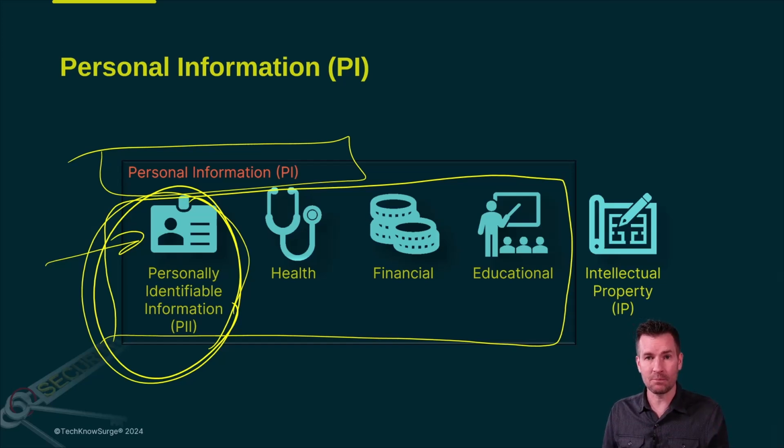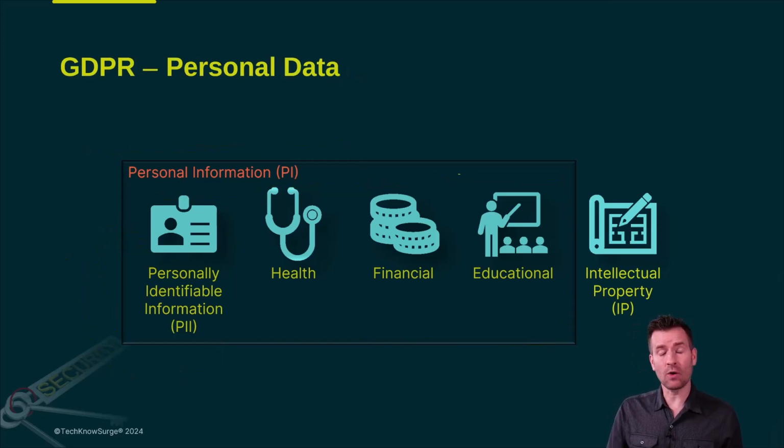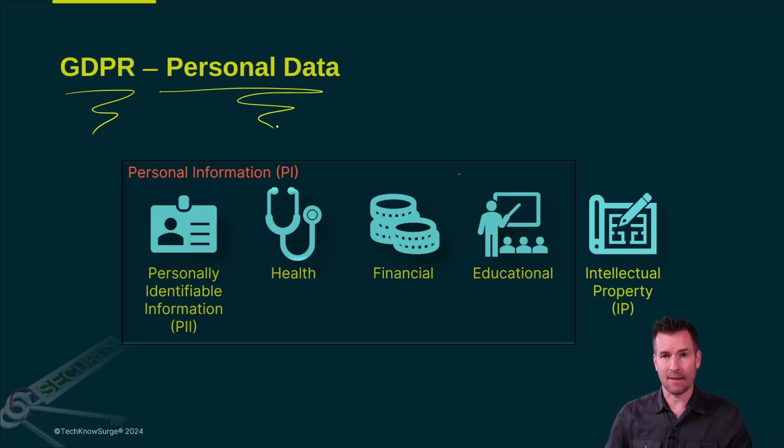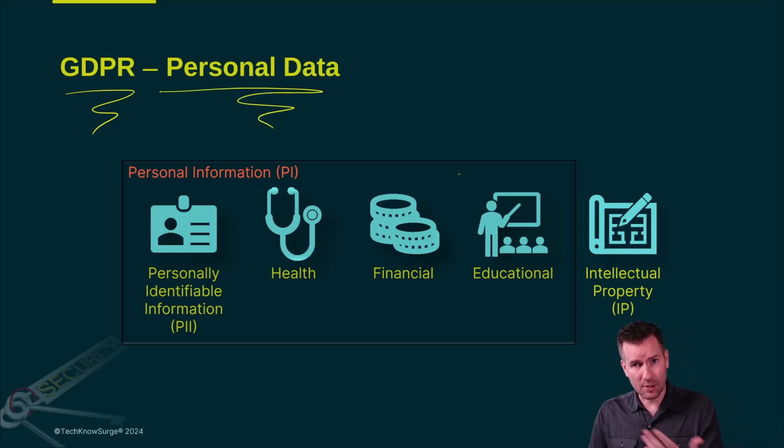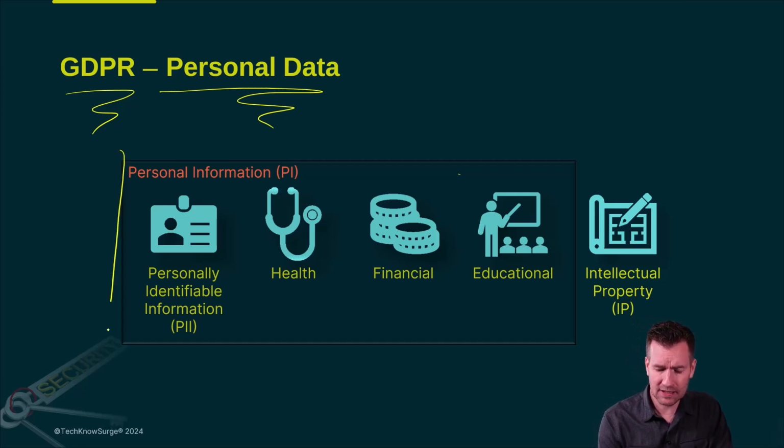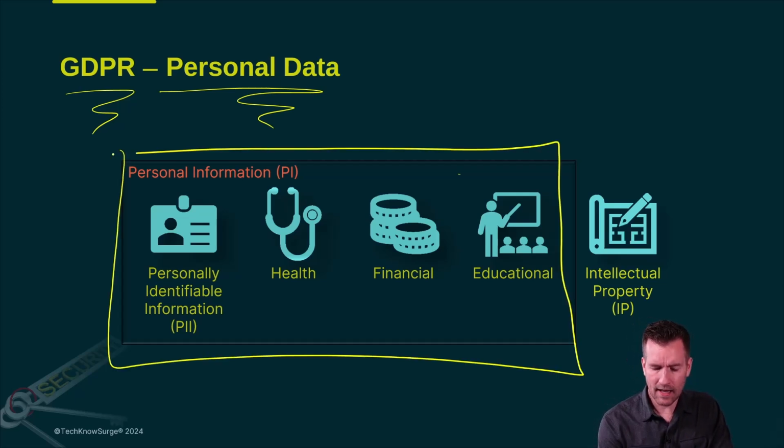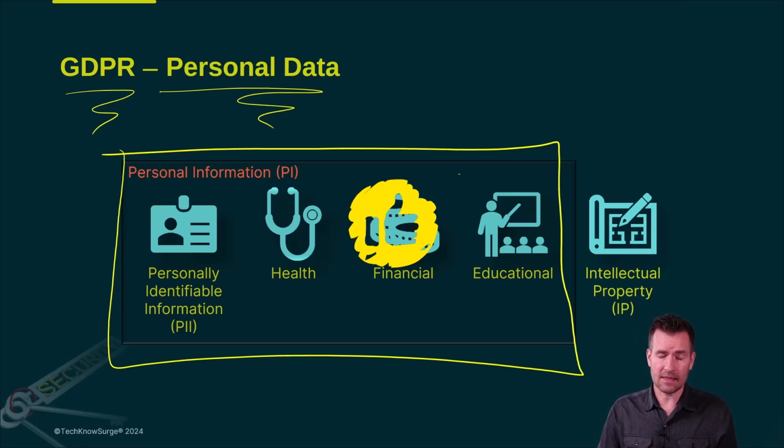PII is not the only term that's used when it comes to these laws and regulations. A good example of that is GDPR. It uses the term personal data. And in similar ways, it protects this personal data, but it defines it as anything that's personally identifiable information, as well as any other records about that individual. So that's just one example of another law and regulation out there that uses something different than PII.